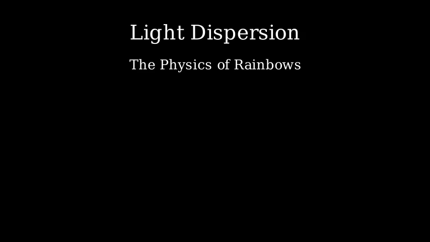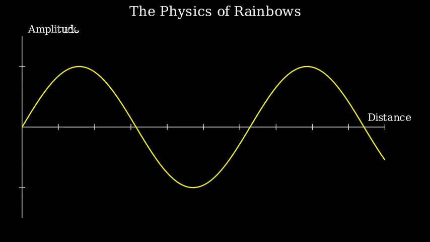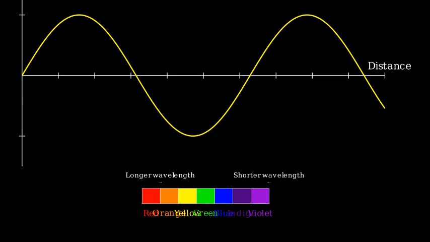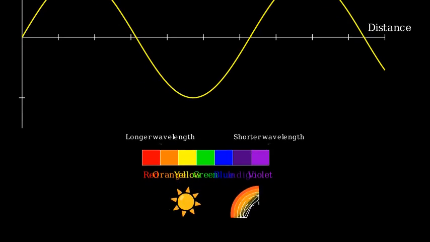Let's begin by understanding what light actually is. Light is a form of electromagnetic radiation that travels in waves. These waves have different wavelengths, which our eyes perceive as different colors. The visible spectrum ranges from red light, which has the longest wavelength, to violet light, which has the shortest wavelength. When all these colors combine, we see what we call white light.